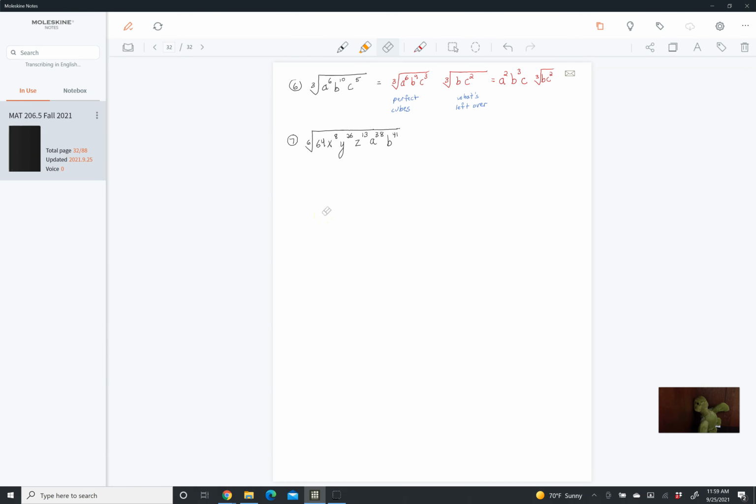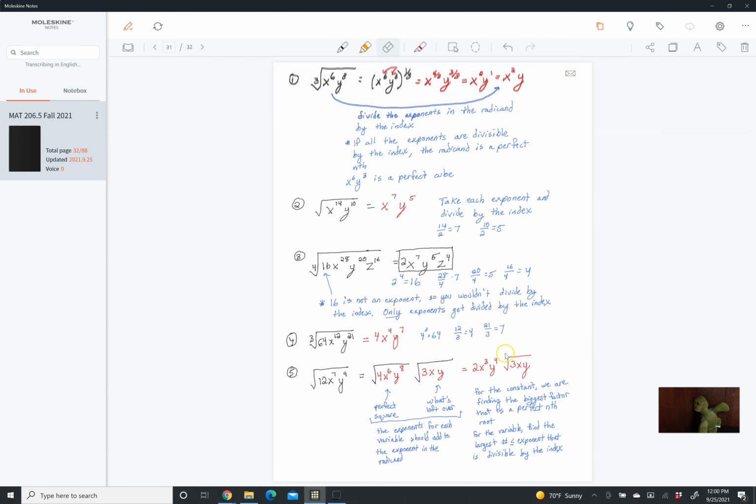So our first step is we have the perfect 6th roots, perfect powers of 6, and then we have what's left over. And hopefully I left enough room. So start with the 64. Remember, 64 is an integer. It's a constant. So when we look at the constants, we're finding the biggest factor that's a perfect 6th root. That's a perfect 6th root. I shouldn't say nth root. Keep doing that.